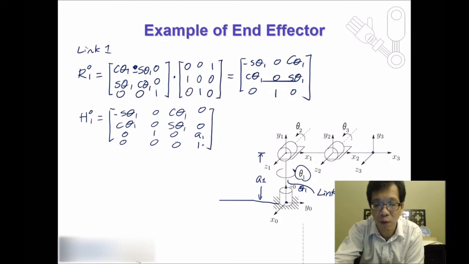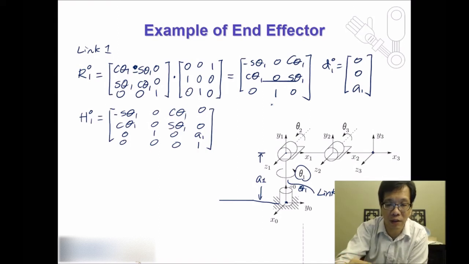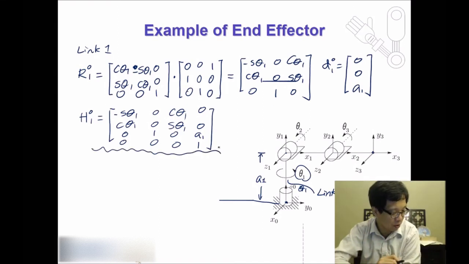Keep in mind, we are converting from the 0th frame to the first frame, which we have our D from 0 to 1 has a translation which is along Z direction, so it's going to be 0, 0, A1. And put them together, this is our transformation matrix.